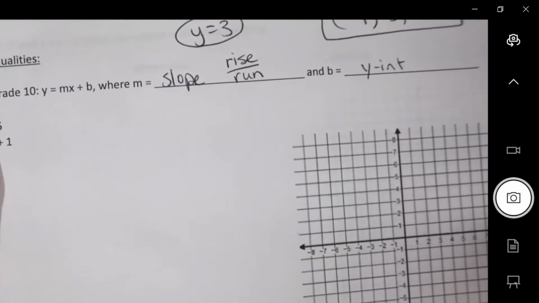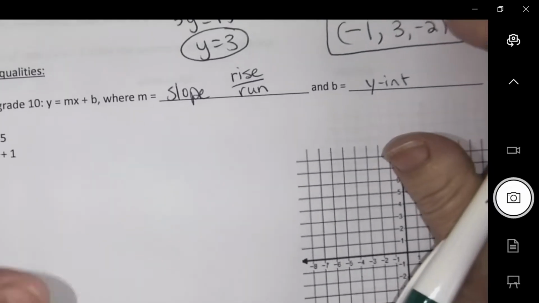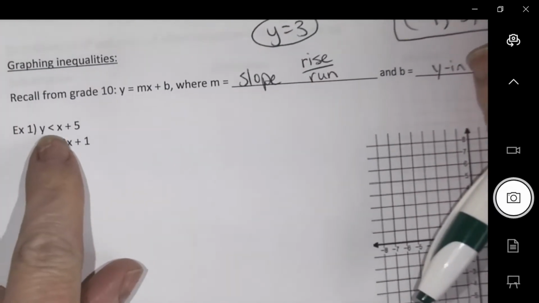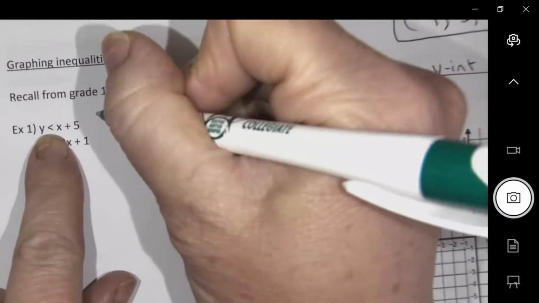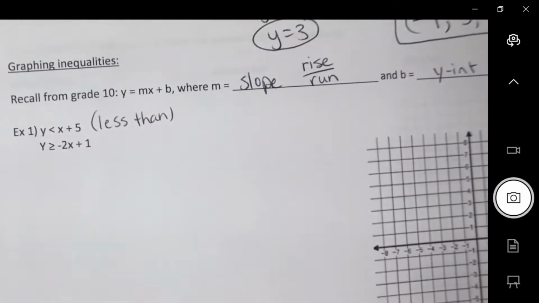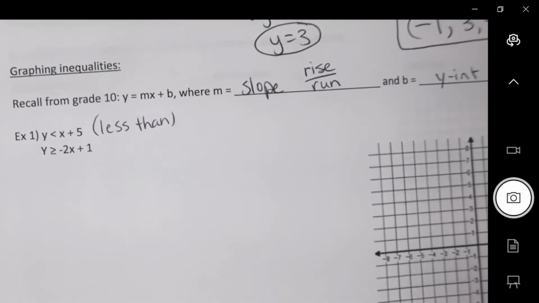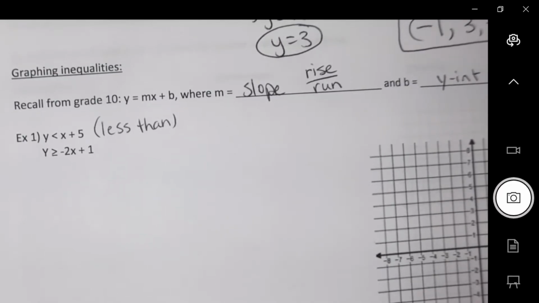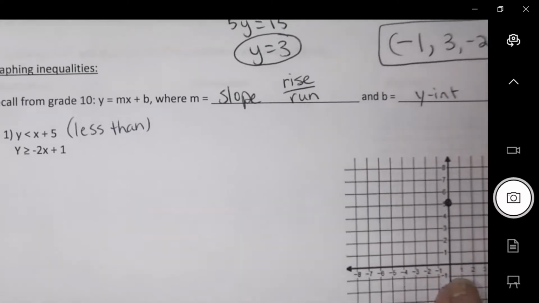What does this inequality symbol mean to you right here? Which direction? You have 4 choices. Less than, greater than, less than or equal to, greater than or equal to. Less. Okay, when we're less than something, can we be on that? No. Okay, so I'm going to graph this line, and I'm going to graph it as a dashed line. So I'm going to start at a y-intercept of 5.